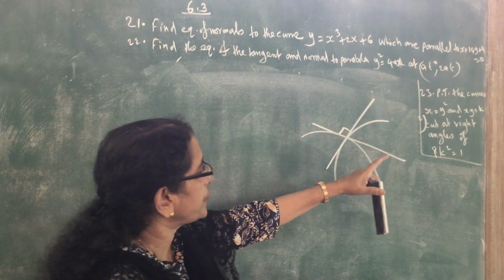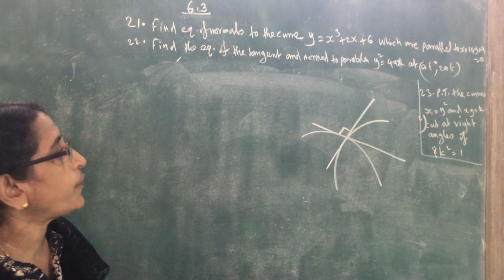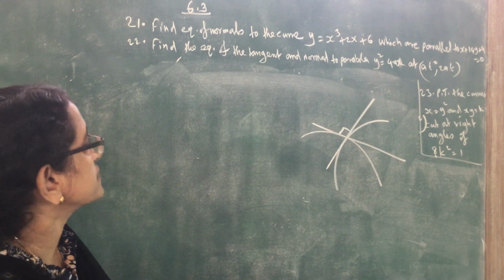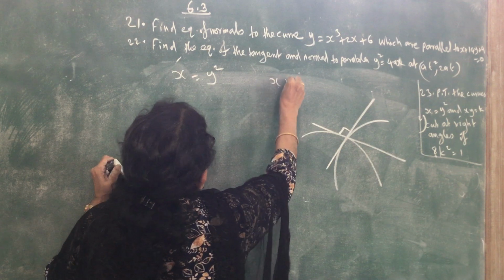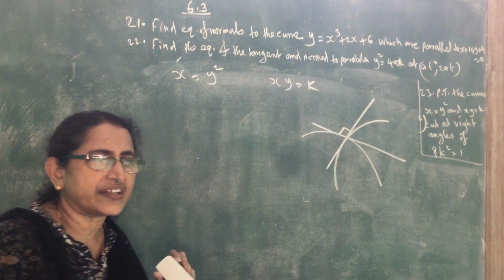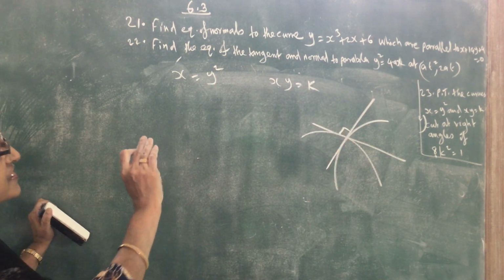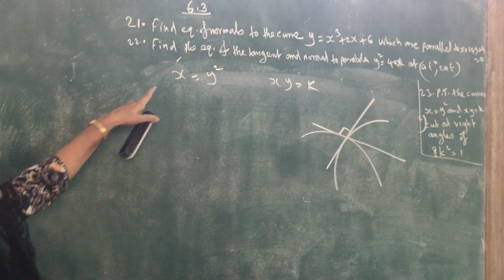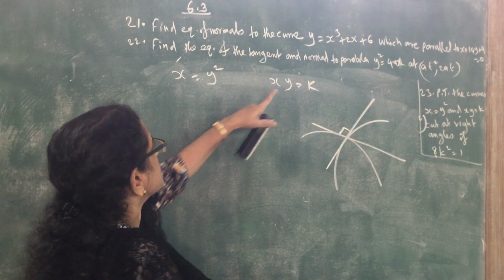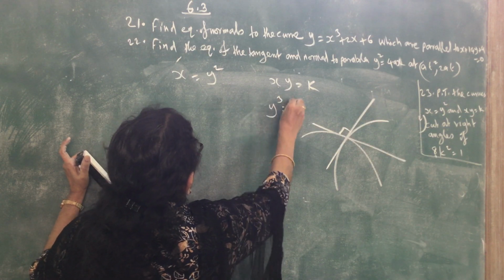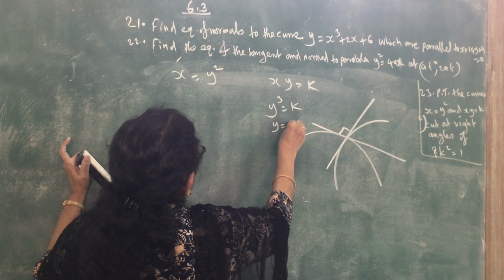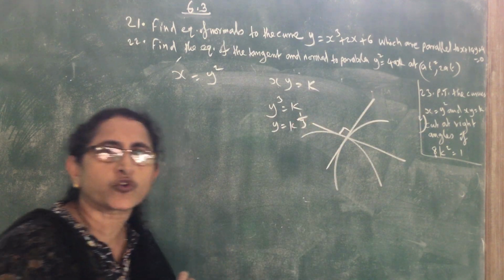In that case, we have to prove that 8k square equal to 1. So these are the two curves, x equal to y square and xy equal to k. First we can find the point of intersection, by solving them. So put x equal to y square in this equation. So we get y square into y, that is y cube equal to k. Therefore y equal to k raised to 1 by 3, the cube root of k.